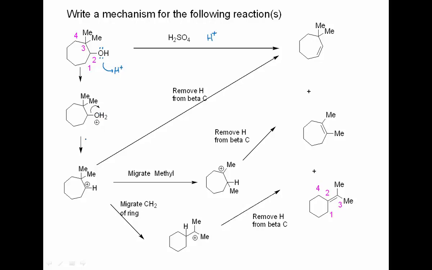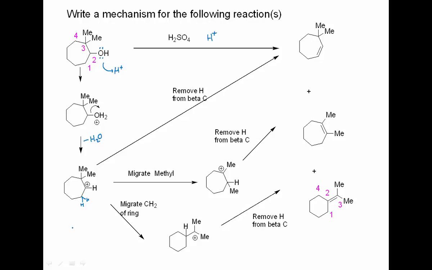We lose water to form our initial carbocation. The easiest product to figure out, of course, is the top one, because that is just the simple dehydration product without any sort of rearrangement whatsoever. We're removing the hydrogen from this position right here. Okay, we'll just draw those in, and we're removing the hydrogen from the beta position right there.